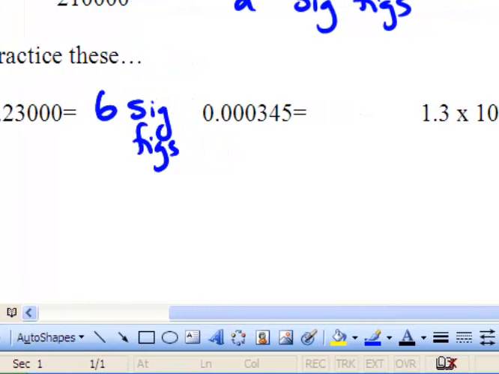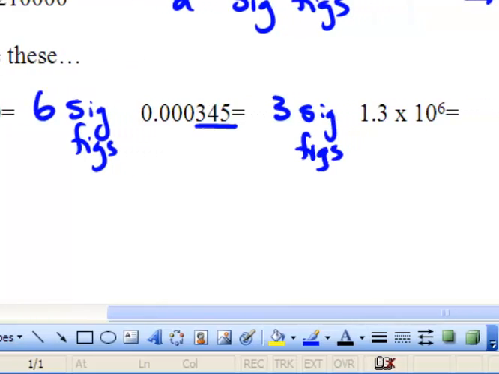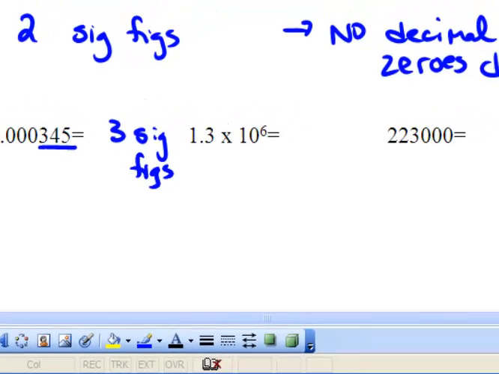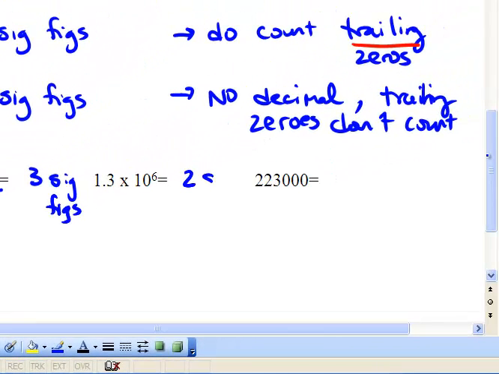Next, we've got 0.000345. Well, we don't count leading zeros, so we just have 3 sig figs. Next, we've got 1.3 times 10 to the 6, and we have a decimal there, so we've got 2 sig figs. And finally, 223,000 with no decimal, we do not count our trailing zeros, so we just have 3 sig figs.